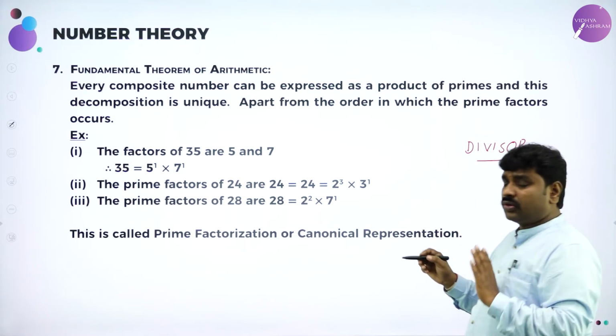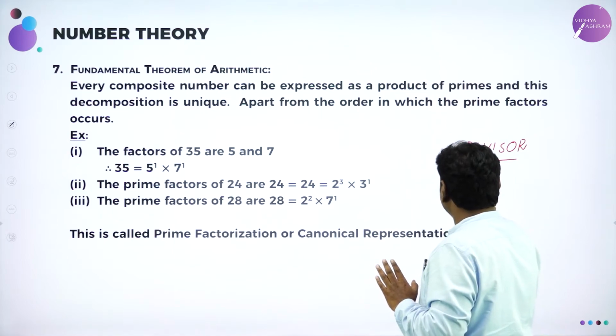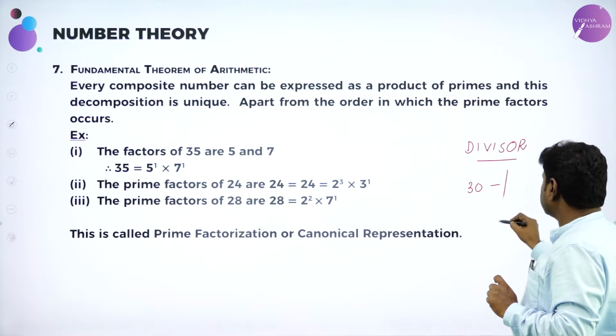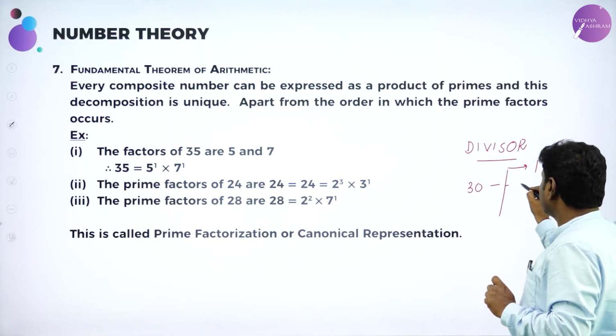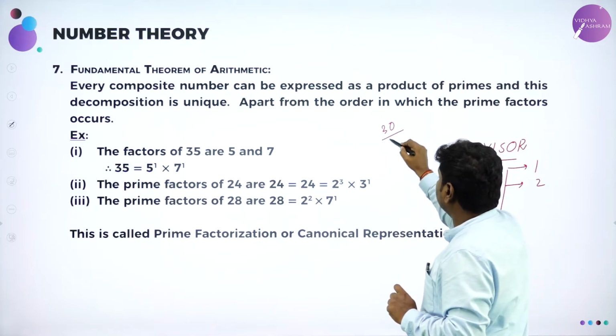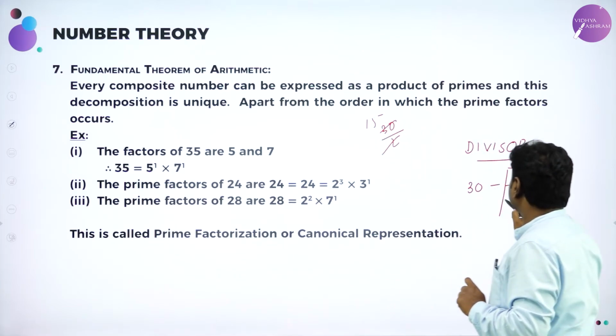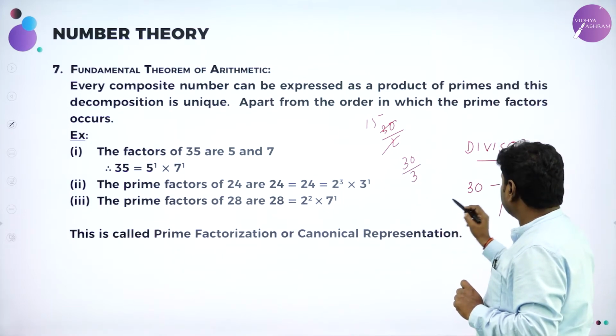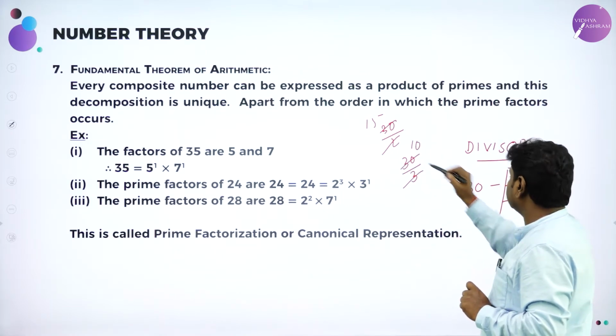Now I'll ask you, what are the divisors for 30? Obviously 1 is a divisor for any number. Then 2 can divide. Yes, 2 divides 30. 2 15s are 30. So 2 is a divisor. Is 3 a divisor for 30? Yes, 3 10s are 30. 3 is also a divisor.